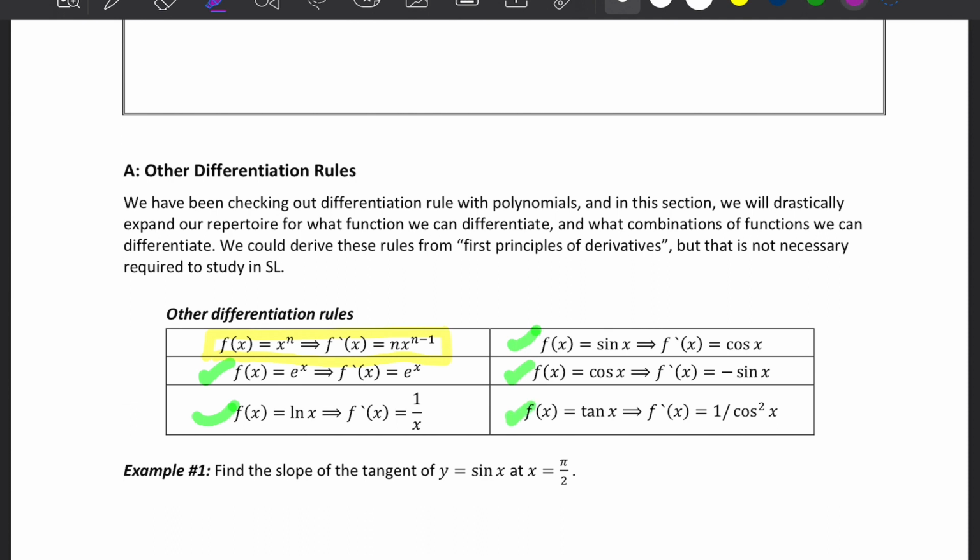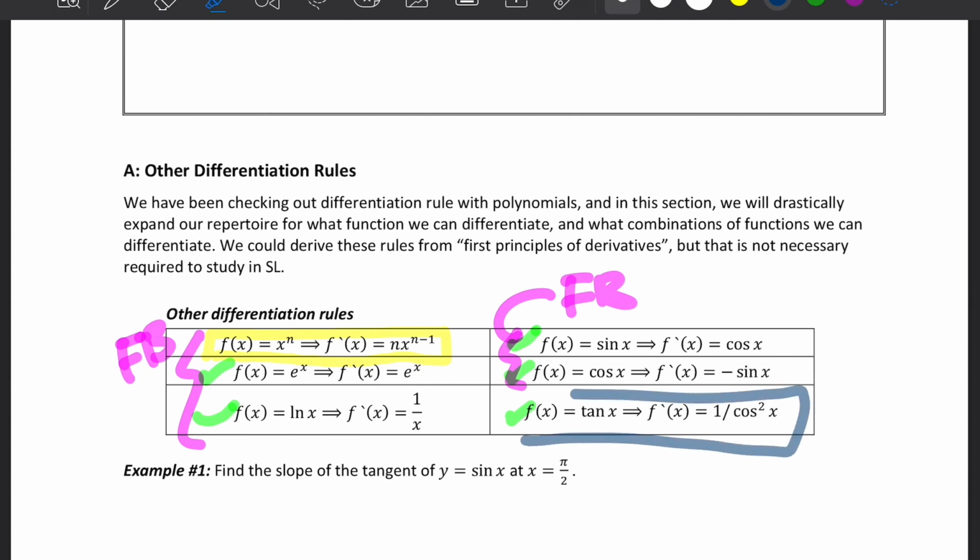Your formula booklet, I'm referring to the IB mathematics formula booklet, has these formulas in there. However, the one that involves the tangent is not in your formula booklet, so I suggest that you memorize this last one, okay?